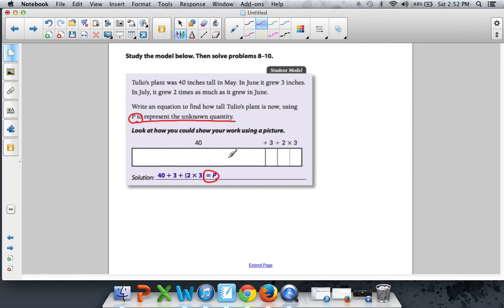So do not freak out when a math question says it equals a letter. They just want you to know that this is unknown. That P is the same thing as a blank, okay? If it was a blank, it wouldn't freak you out, would it? So this P shouldn't either. Okay, so let's move on.